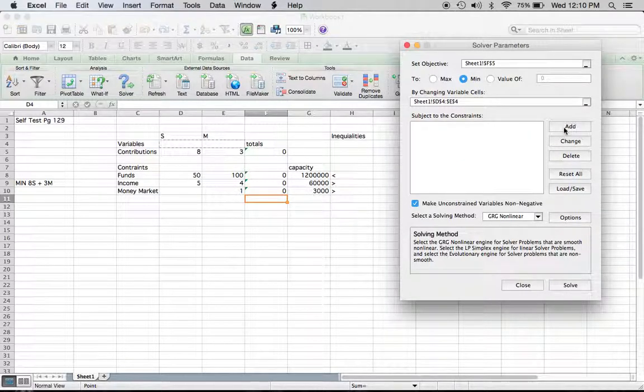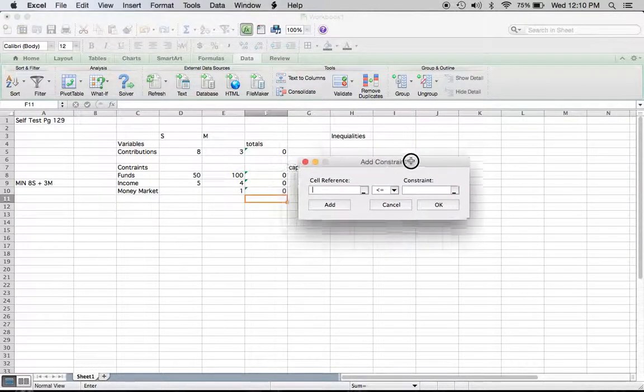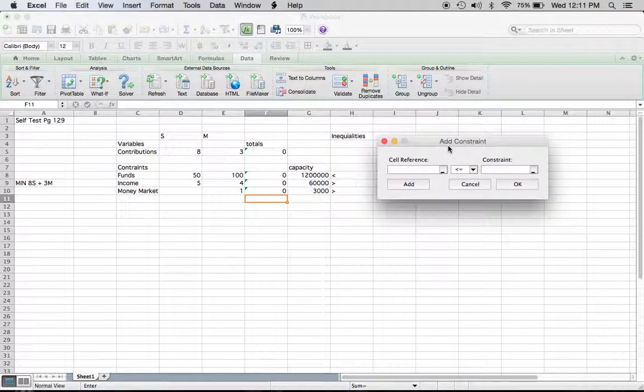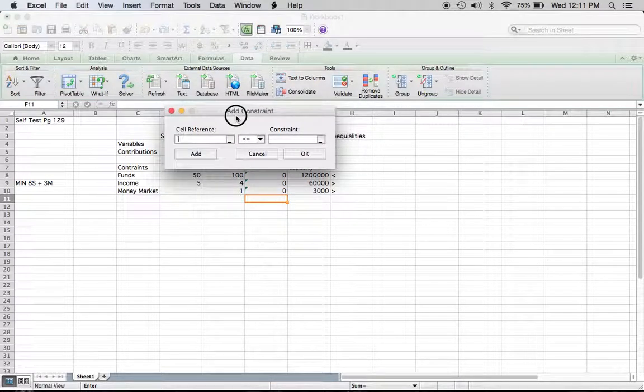So now I'm going to add constraints. It changes the dialog box. I always put it over my constraints so that I know what I'm working with, but if you have 10 or 8 constraints, it becomes problematic if you're not focused. So this equation for the funds constraint is less than or equal to, so that inequality is correct, and it has this capacity.